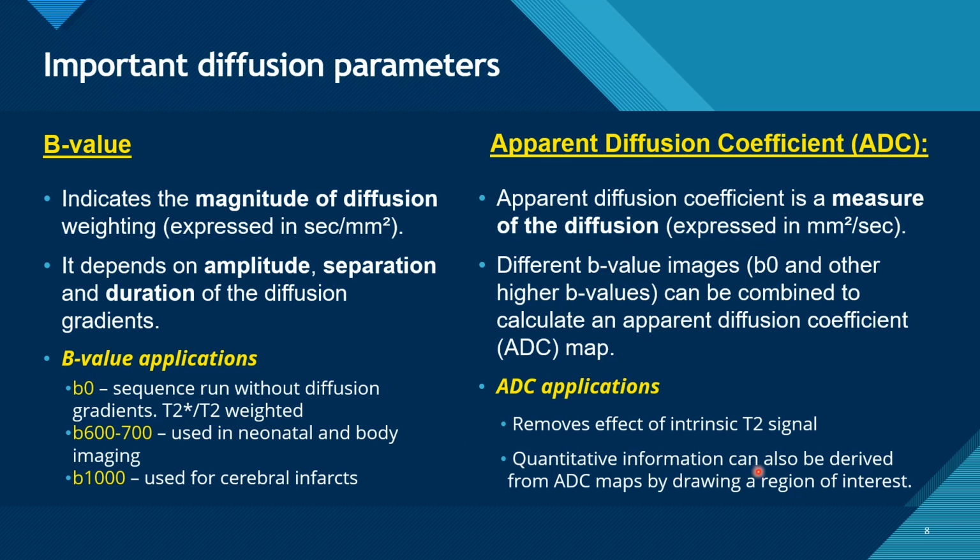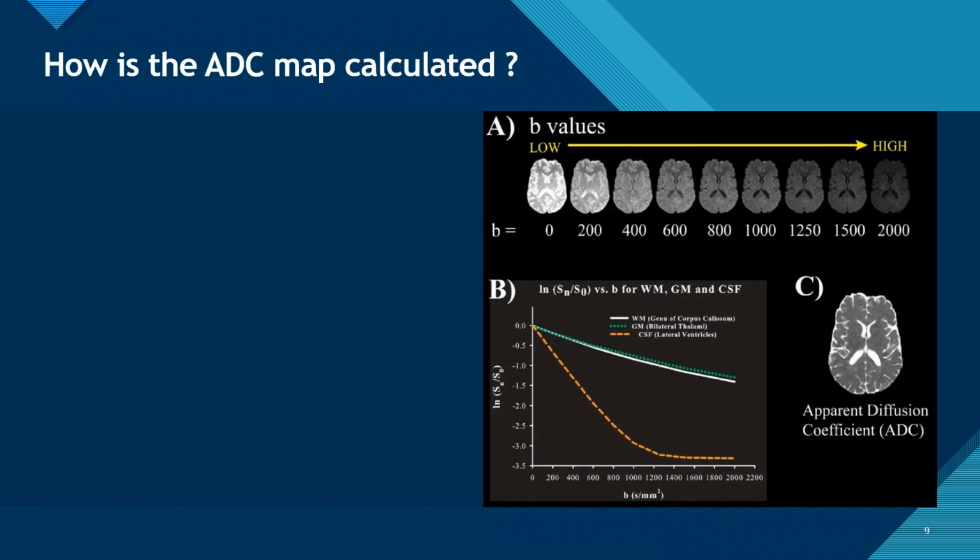Quantitative information can also be derived from the ADC map, as the ADC map reflects the actual measure of diffusion within the tissue. How do we do this? We only draw a region of interest, and from this region of interest we can automatically calculate the mean apparent diffusion coefficient within the region of interest. So let's discuss how the ADC map is calculated.